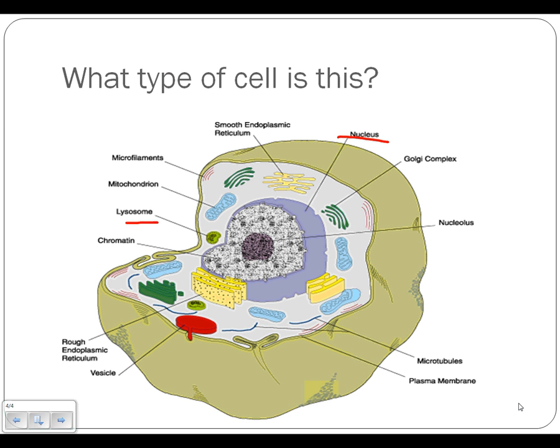Well, look, we have lysosomes, and we know that we only find lysosomes in animal cells. So the lysosome gives it away. There are no centrioles labeled here, but that would also be another clue. So we know that this happens to be an animal cell.